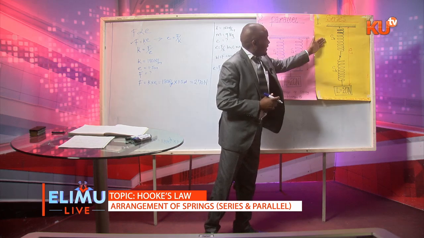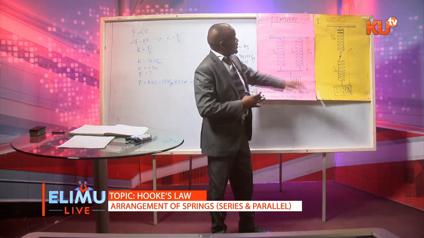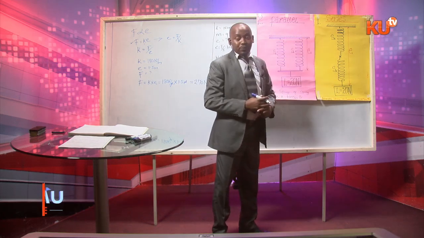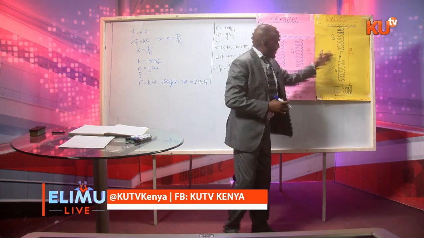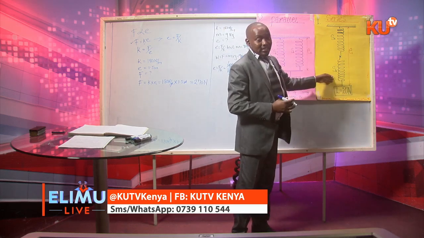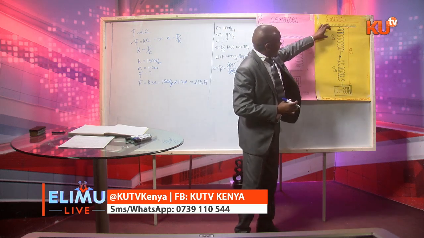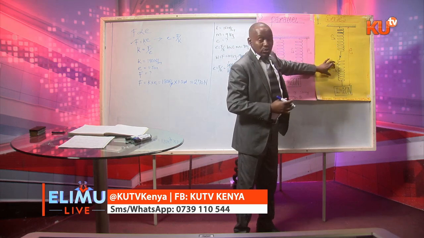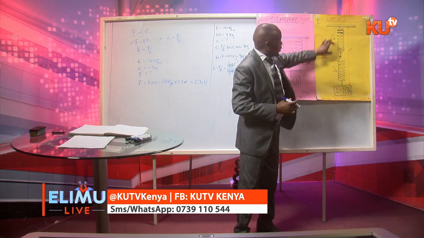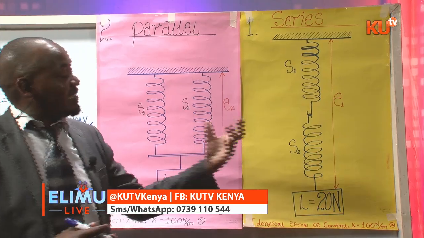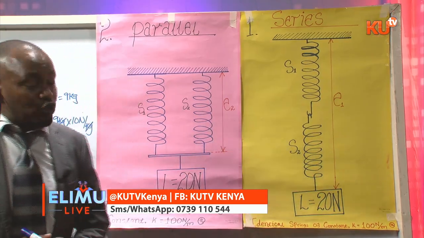We can have them in a series arrangement from my first diagram. In these, I've only drawn 2 springs, implied by S1 and S2. S1 stands for spring number 1, S2 represents spring number 2.